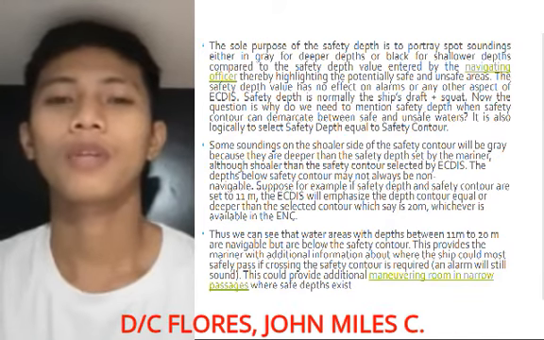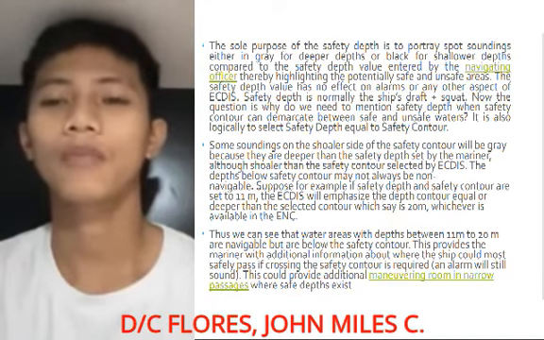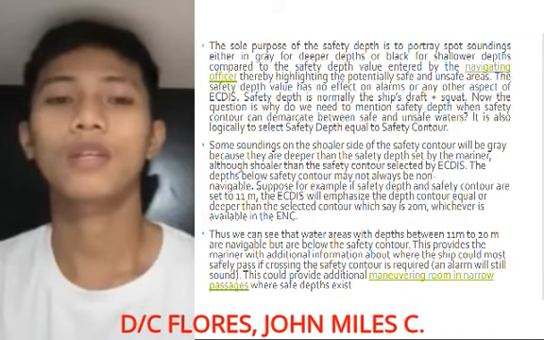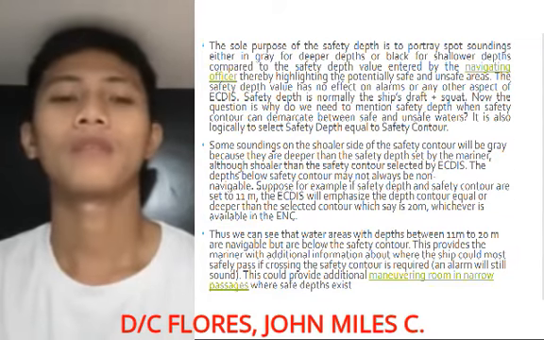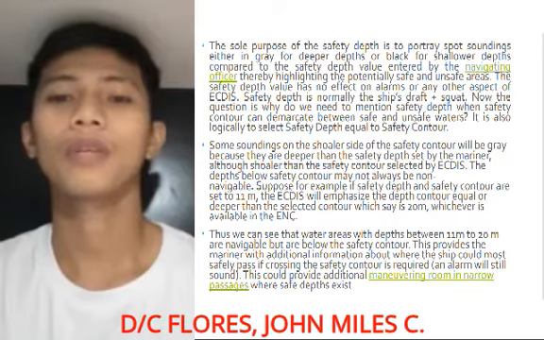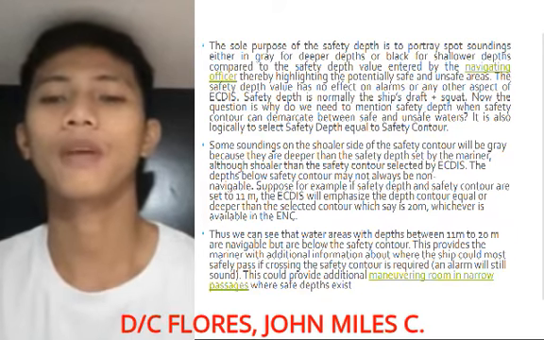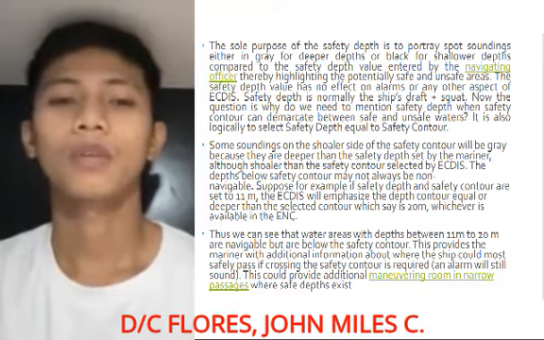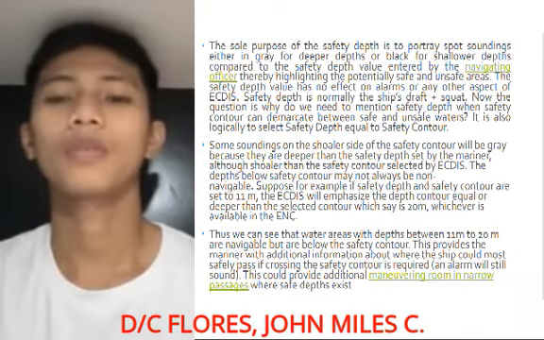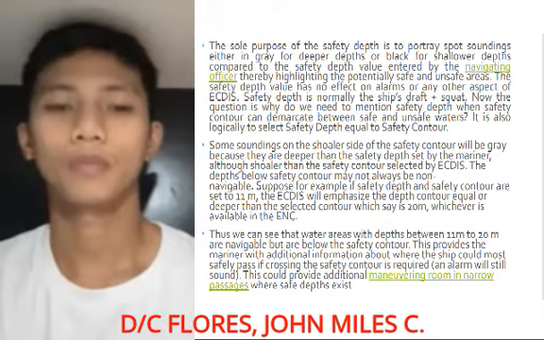Now, the question is, why do we need to mention safety depth when safety contour can demarcate between safe and unsafe waters? It is also logical to select safety depth equal to safety contour. Second, some soundings on the shoulder side of the safety contour will be gray because they are deeper than the safety depth set by the mariner, although shallower than the safety contour selected by ECDIS. The depths below safety contour may not always be non-navigable.